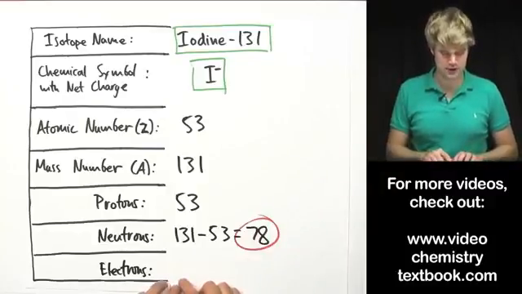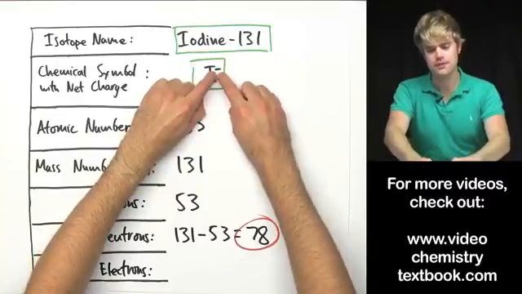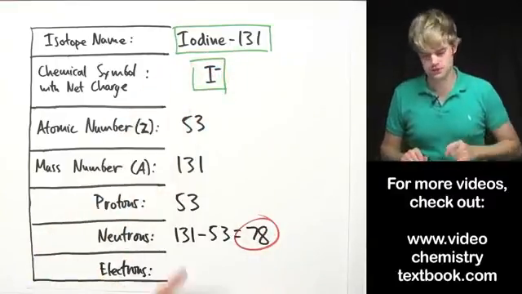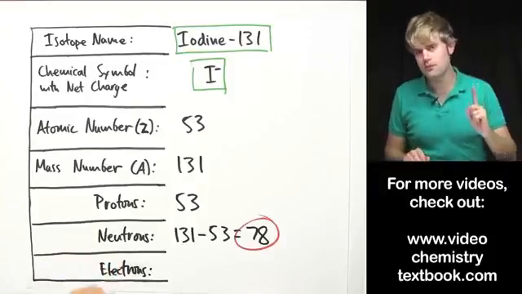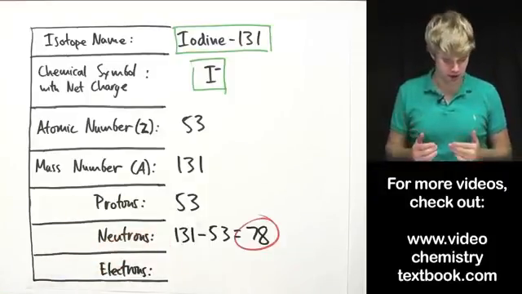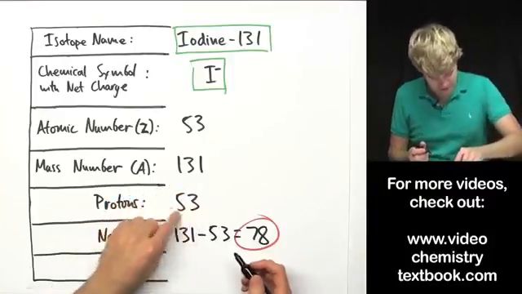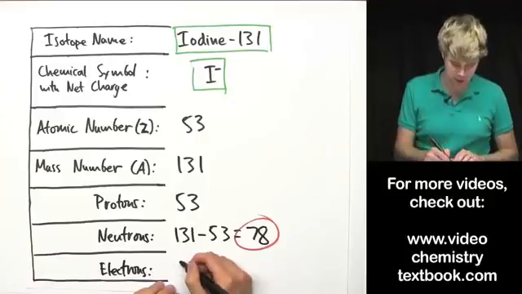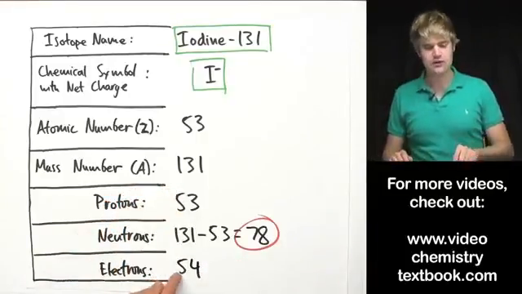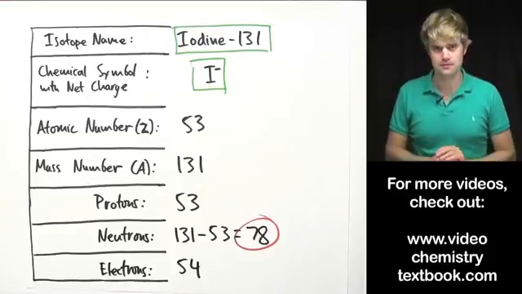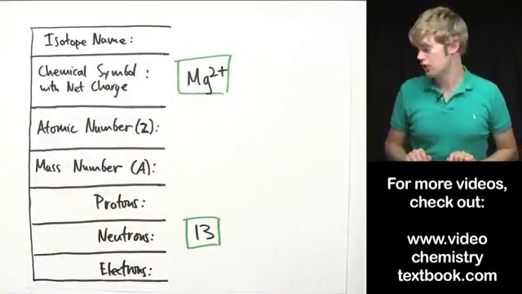And finally, the electrons. Up here on the chemical symbol, we get the net charge. It has a 1 minus charge. There's 1 minus there. So that means that we have to have 1 more electron than protons. So 53 protons, 54 electrons. And finally, Mg2 plus with 13 neutrons.